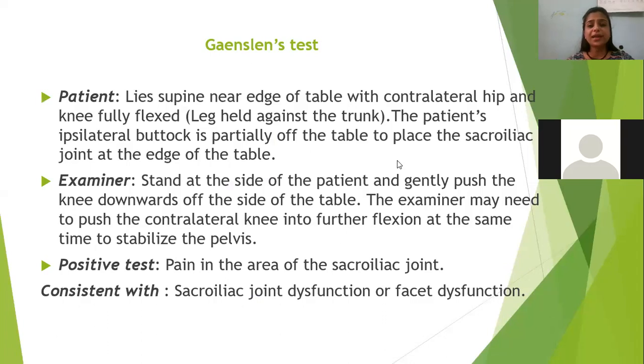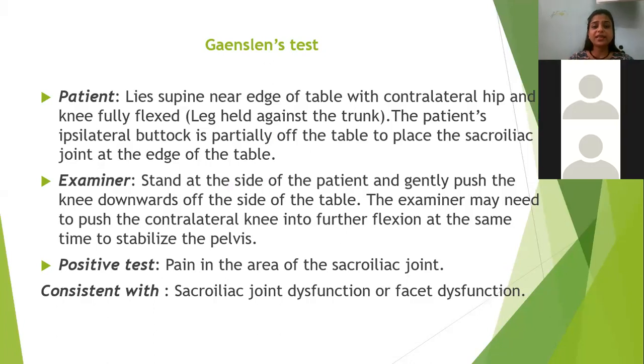You have to make the patient lie on the edge of the table so that the sacroiliac joint is on the table and the leg is outside the table, okay. The patient's ipsilateral buttock is partially off the table to place the sacroiliac joint at the edge of the table, okay. Stand at the side of the patient and gently push the knee downwards off the side of the table, okay. The examiner may need to push the contralateral knee into flexion to stabilize the knee.